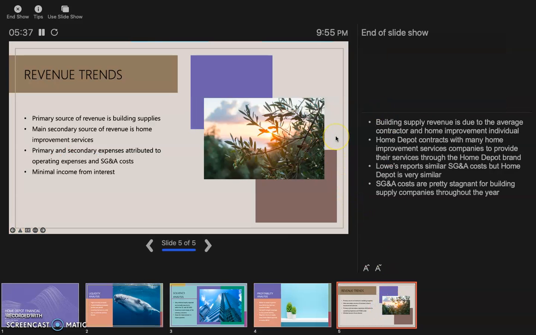As far as revenue trends, Home Depot's main source of revenue is their building supplies. If you go into any Home Depot store today, you're mainly going to be purchasing the supplies that are found in their overall warehouse in their brick and mortar stores. Their secondary source of income is typically the home improvement services, which are contracted out through external vendors that are also partnered with Home Depot.